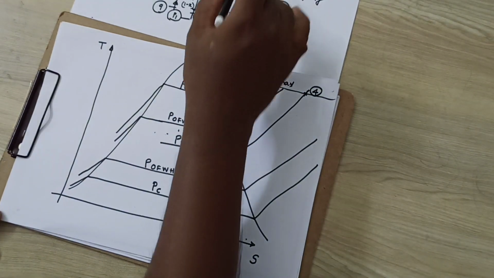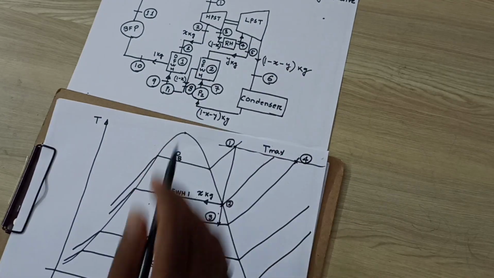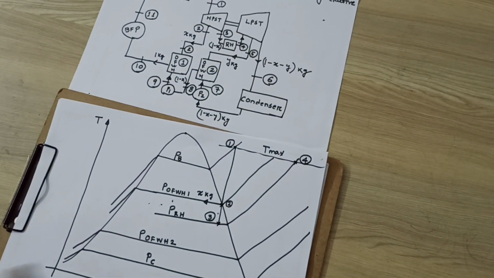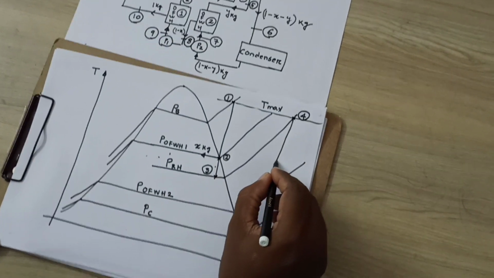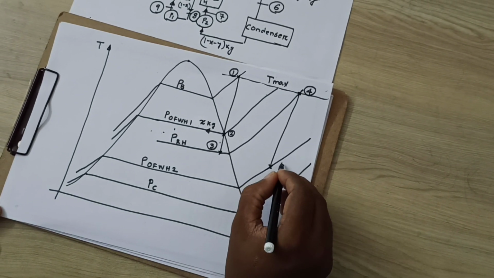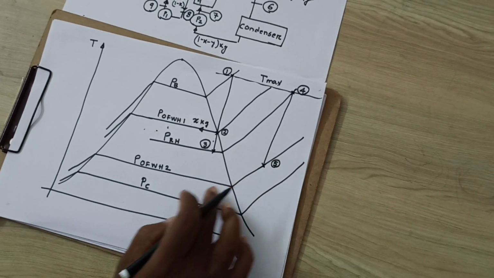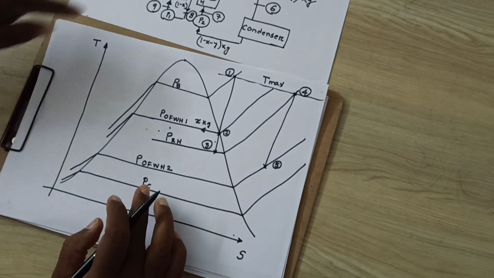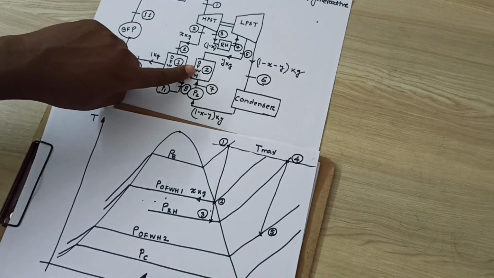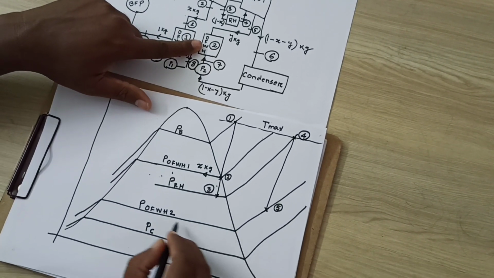Okay. Then 4 to 5 is isentropic expansion up to the OFWH2 pressure. So 4 to 5, I am dropping it here. At state point 5, some mass of steam is bleeded out. What is the mass? Y kg mass is bleeded out for OFWH2. So this is the OFWH2.